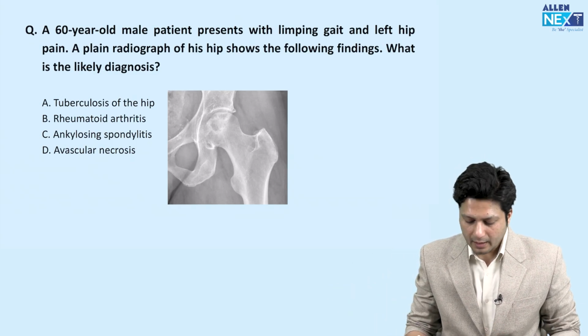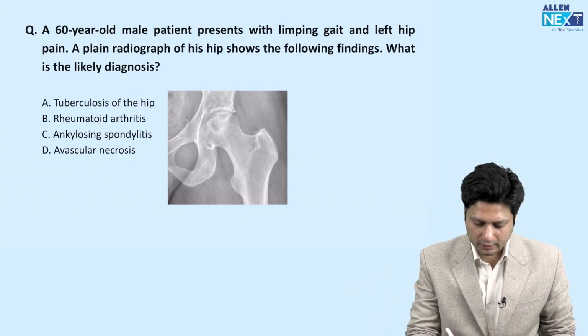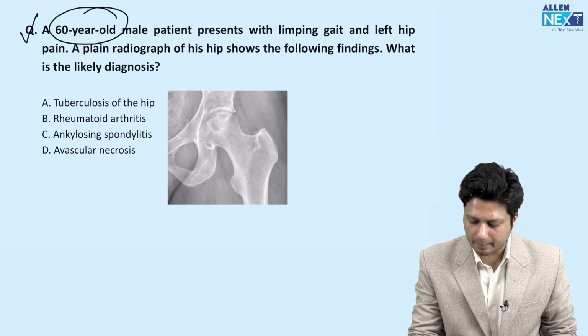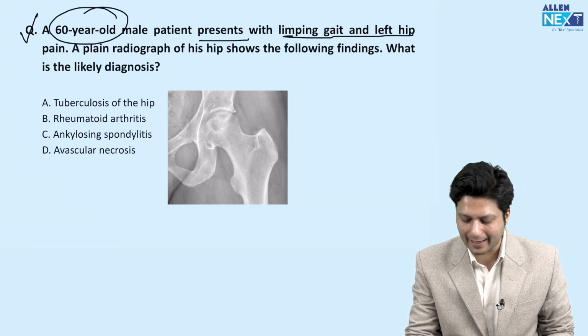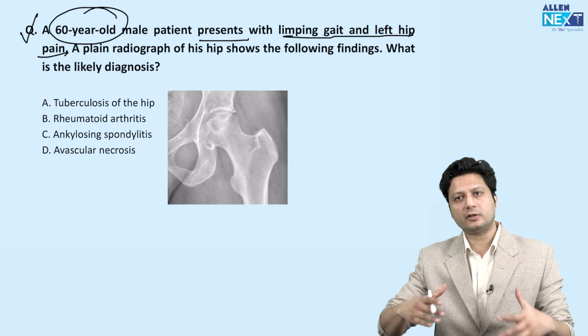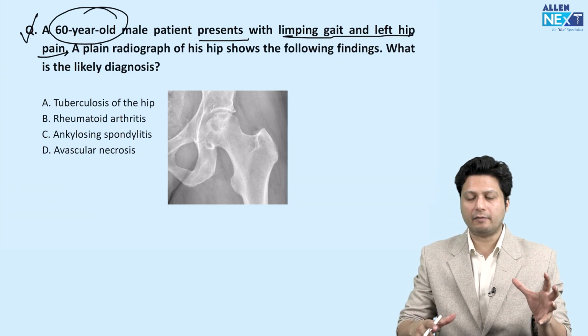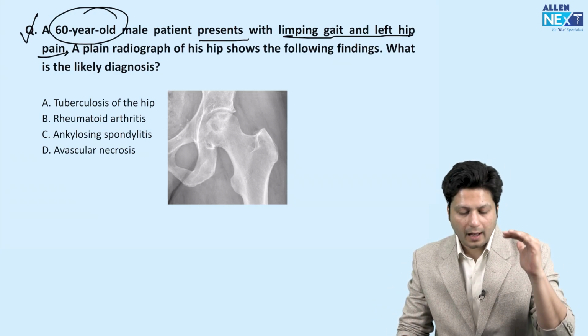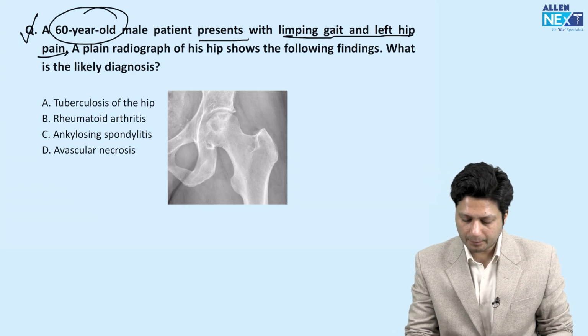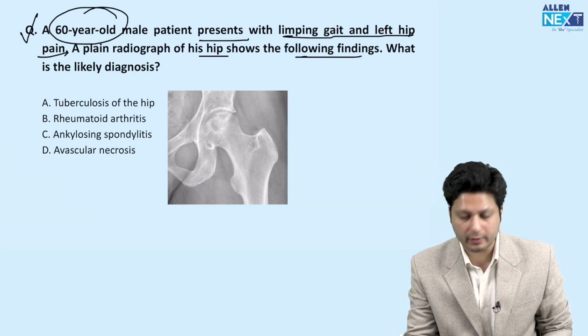Next question. Now here what they have provided: a 60-year-old male presented with a limping gait and left hip pain. So, the patient is presenting with a limp and he is also having pain. The 60-year age is also provided. Plain radiograph of the hip shows the following findings.